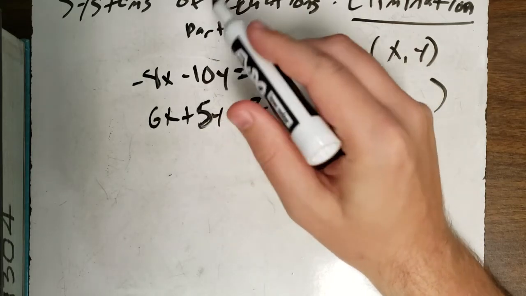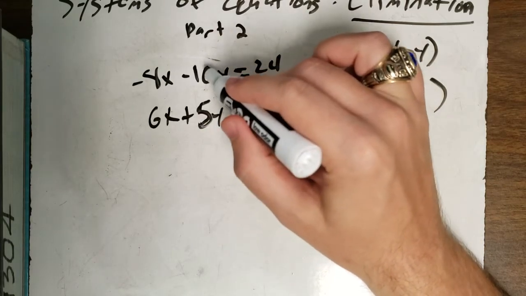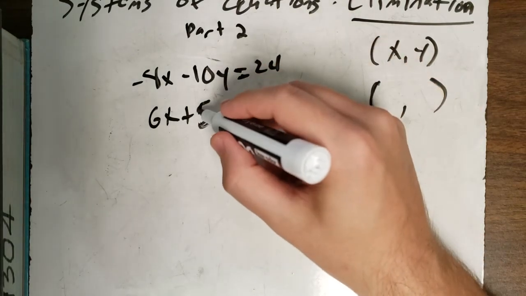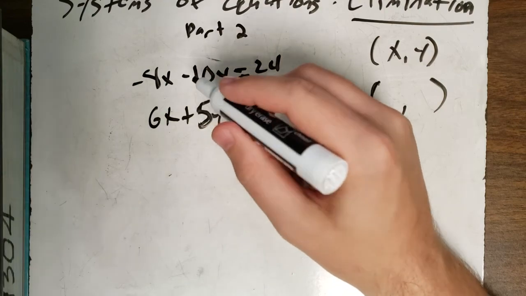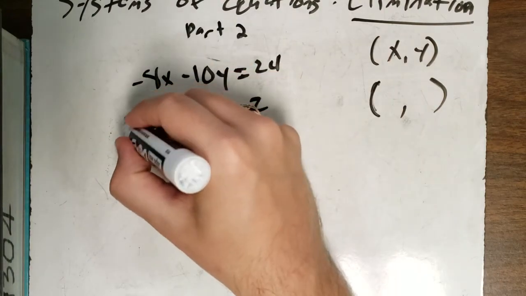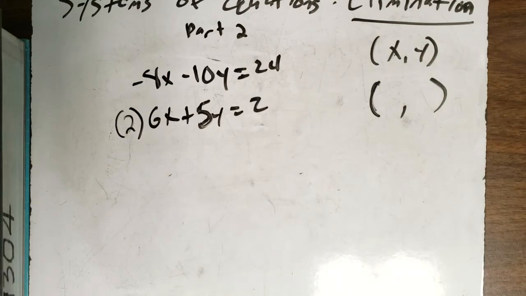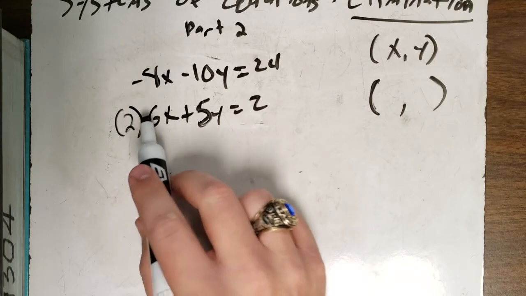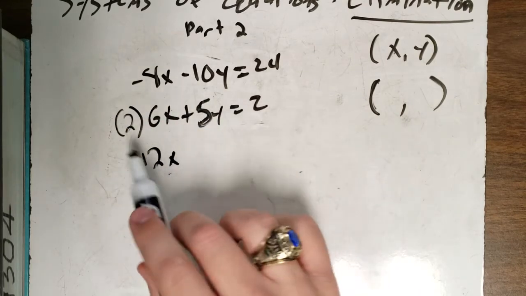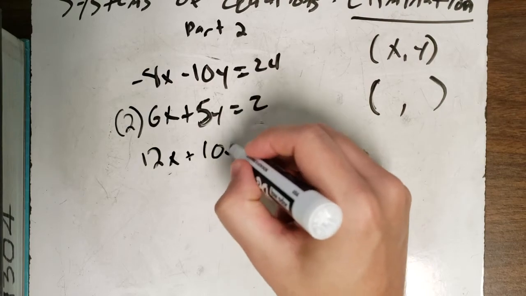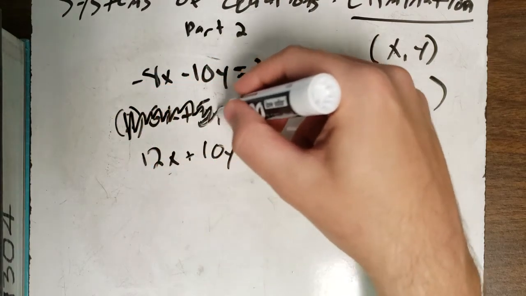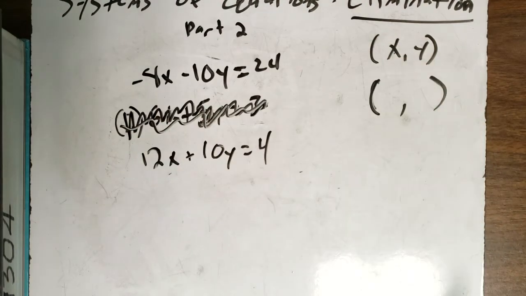Now, we have a negative 10y up here. What cancels out with a negative 10? Well, a positive 10. So what number times positive 5 gives us a positive 10? Well, a positive 2. Okay, so let's multiply the whole bottom by positive 2. So 2 times 6x is 12x. 2 times 5y is 10y. 2 times 2 is 4. Okay, so we don't need this problem anymore. We can just get rid of that. Okay, and we're going to use this one.